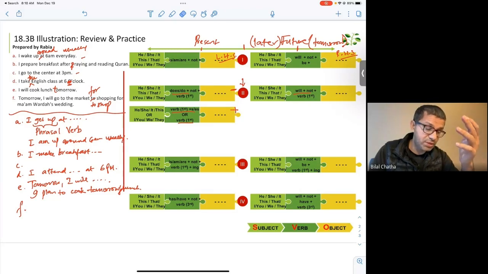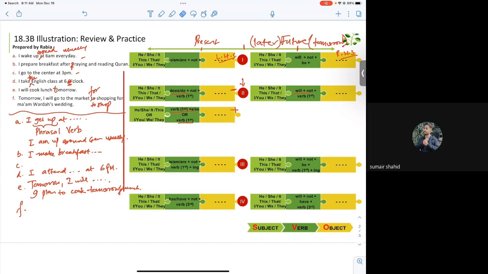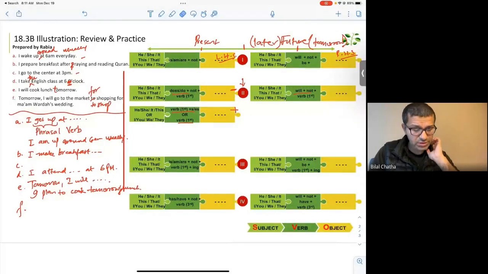Tomorrow I will go to the market for shopping for Ma'am Marta's wedding. Yeah, I am planning to. Yeah, that's fine too. I'm planning to cook tomorrow's lunch. Or I plan to cook lunch tomorrow.